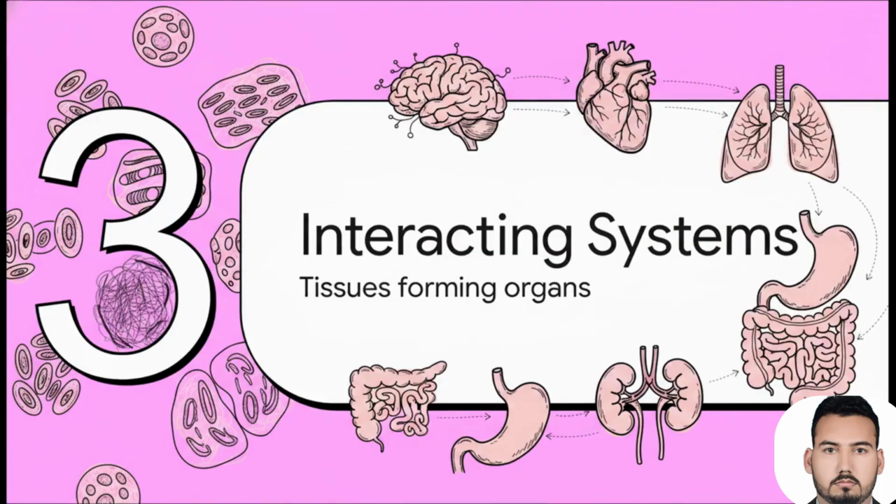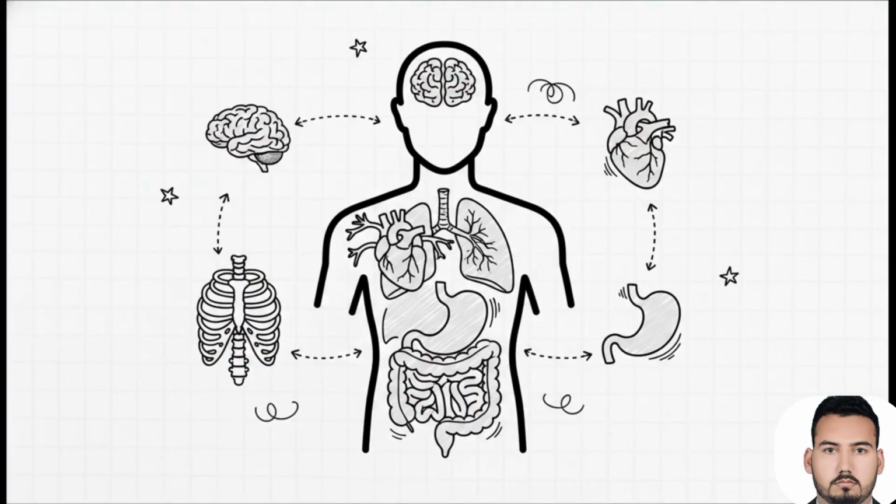Which brings us to Section 3, interacting organ systems. All right, so we're stepping one rung up the biological ladder here. We know cells make tissues, but what do tissues make? Well, they make organs. And a set of organs working together forms an organ system. Just think about your own body for a second. You've got distinct organs, right? A brain, a heart, a stomach, lungs.